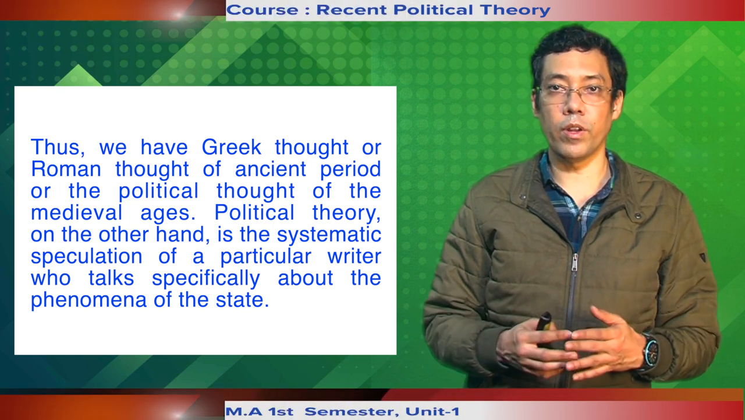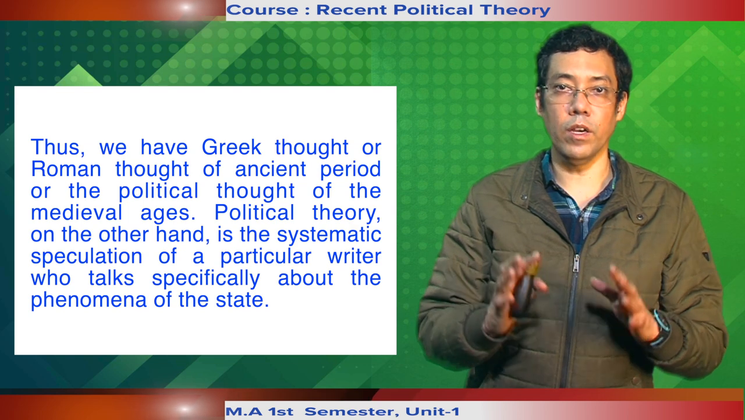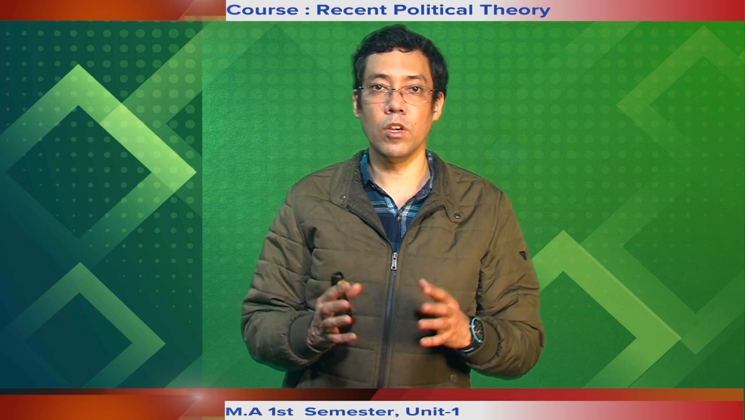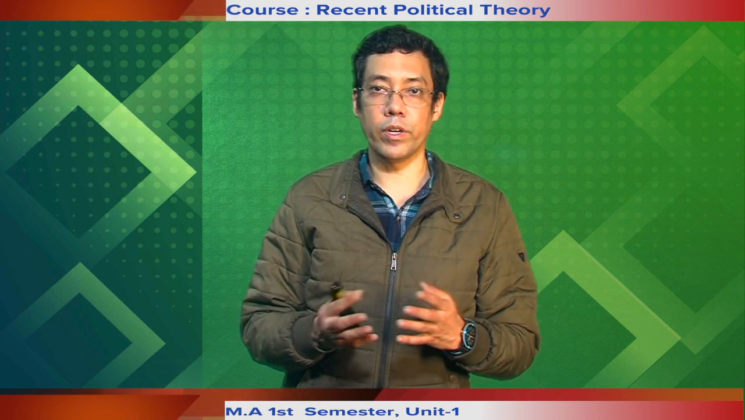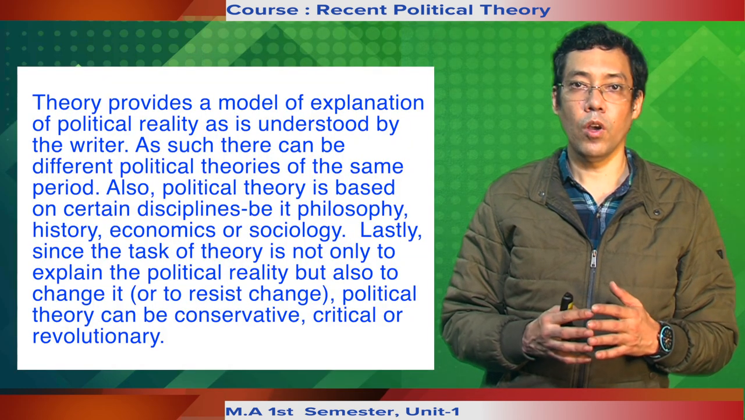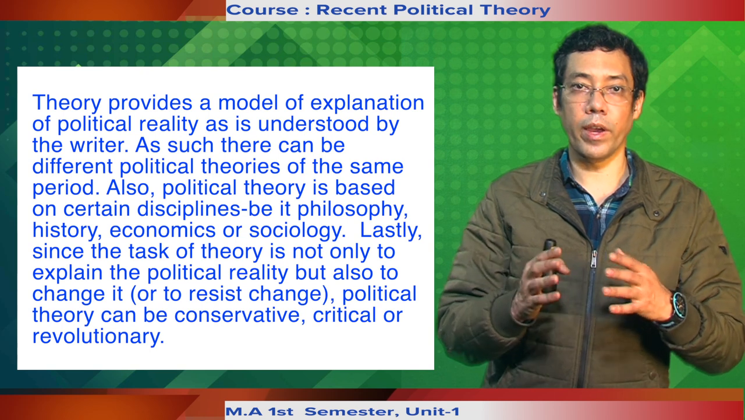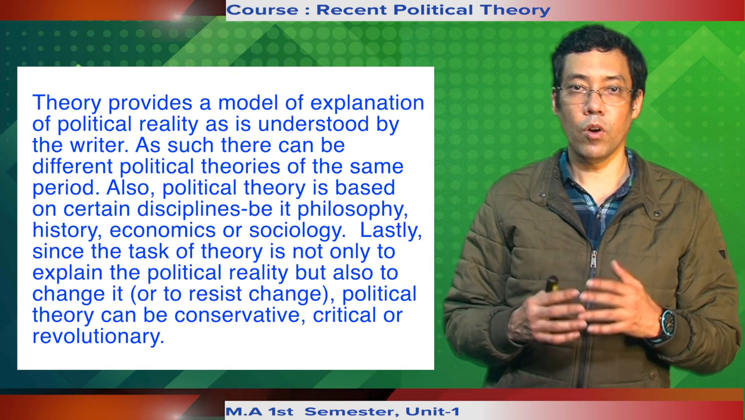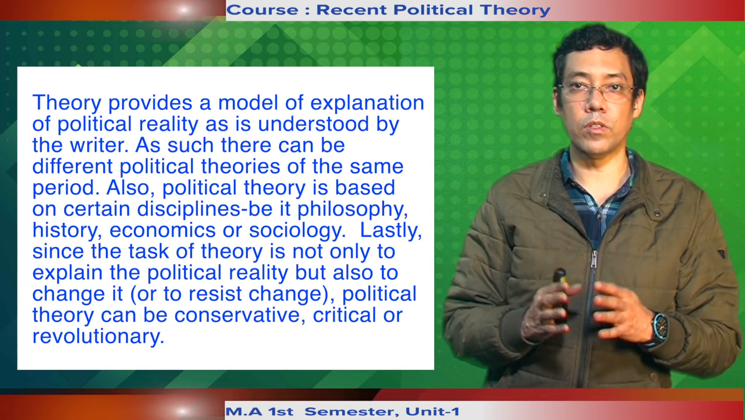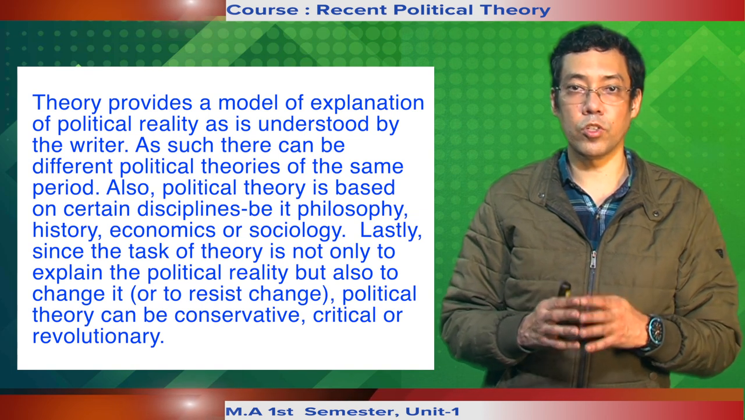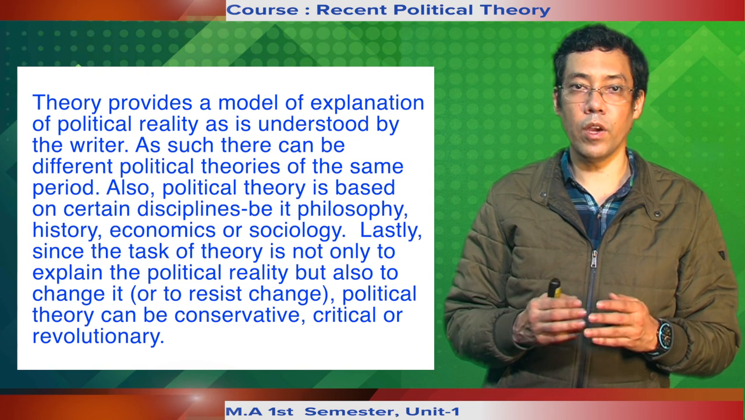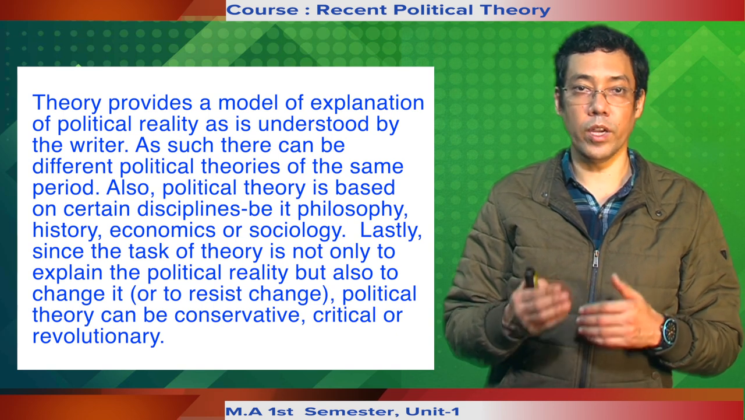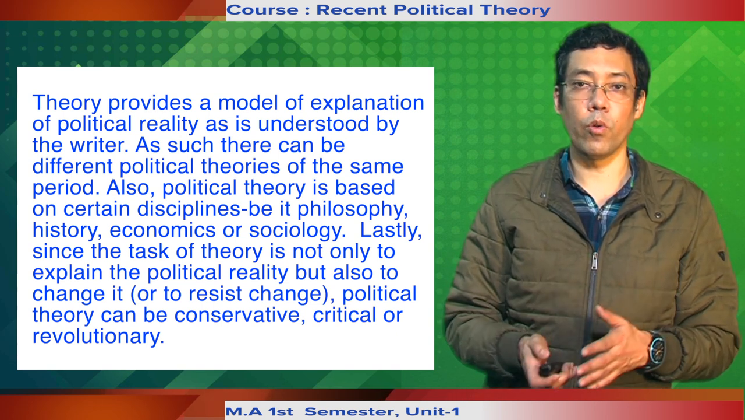Political theory, on the other hand, is the systematic speculation of a particular writer who talks specifically about the phenomena of the state. This speculation is based on certain hypotheses which may or may not be valid and may be open to criticism. Theory provides a model of explanation of political reality as is understood by the particular writer or thinker. As such, there can be different political theories of the same period. Also, political theory is based on certain disciplines, be it philosophy, history, economics, or sociology. Lastly, since the task of theory is not only to explain the political reality, but also to change it or to resist change, political theory can be conservative, critical, or revolutionary.